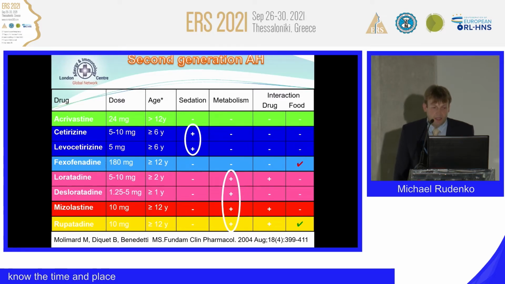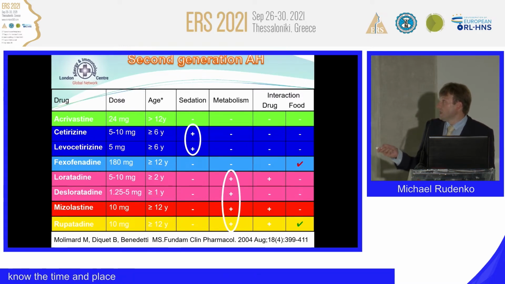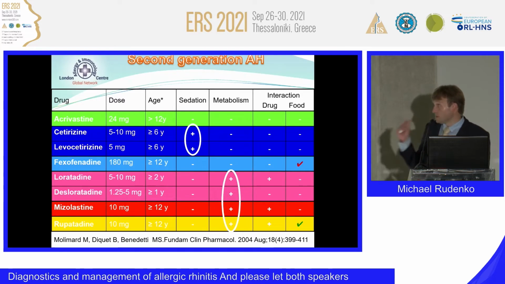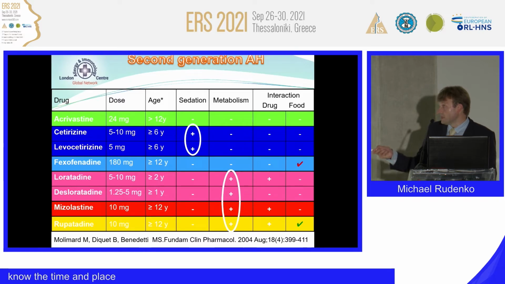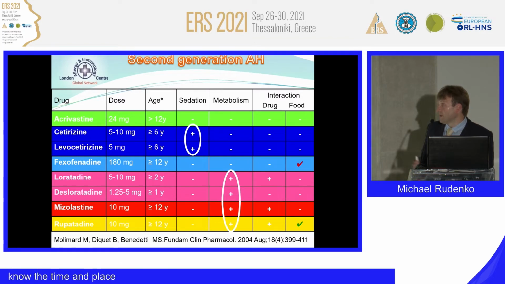So what's available? I'm just talking about the UK. We have over-the-counter medication. So levocetirizine and cetirizine, then we have loratadine. Cetirizine and loratadine are available over the counter. Levocetirizine is on prescription. Fexofenadine is on prescription, and desloratadine is also on prescription. Rupatadine as well. That's an intranasal preparation.